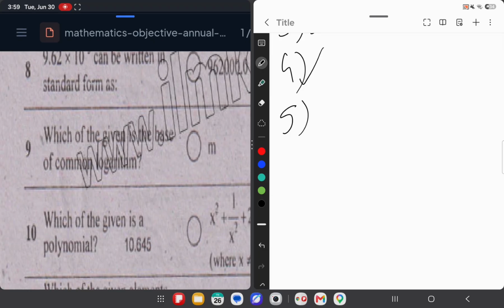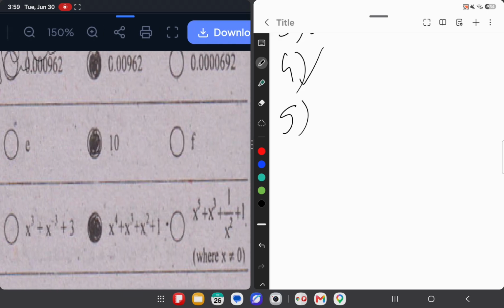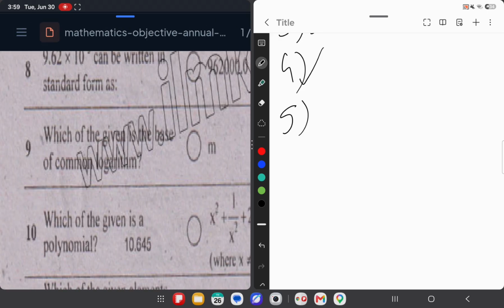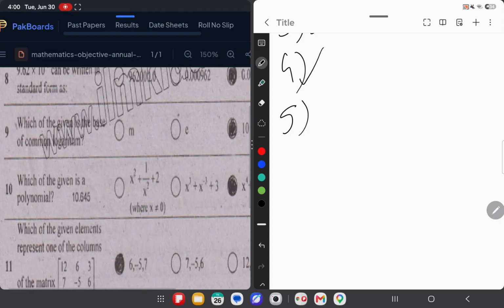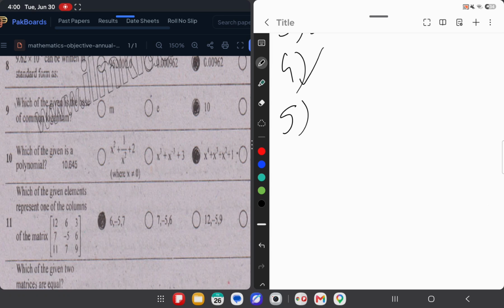Which of the given is the base of common logarithm? No, I disagree with this. E. We all love E. If you do not love E, get out of my video. We all love E. Why not him? Come on, man. What if the given is a polynomial?